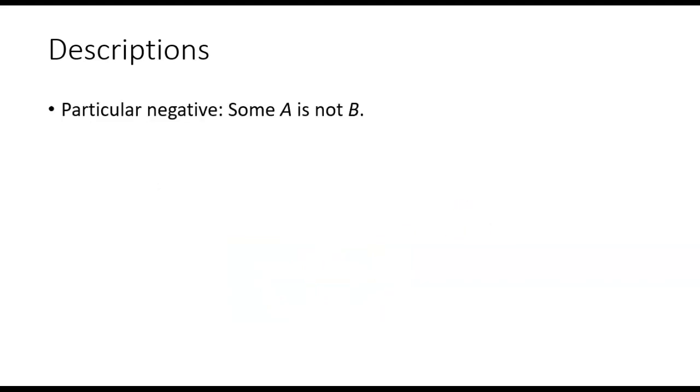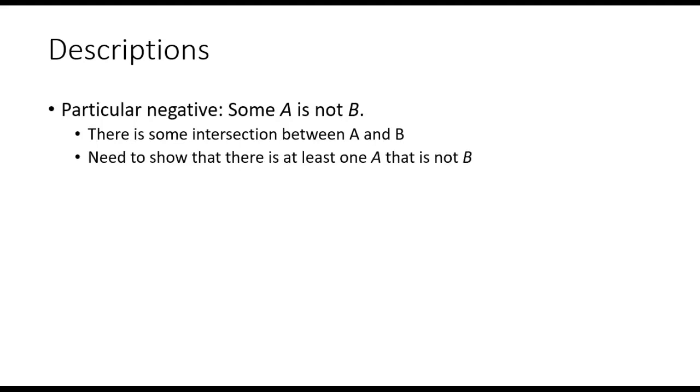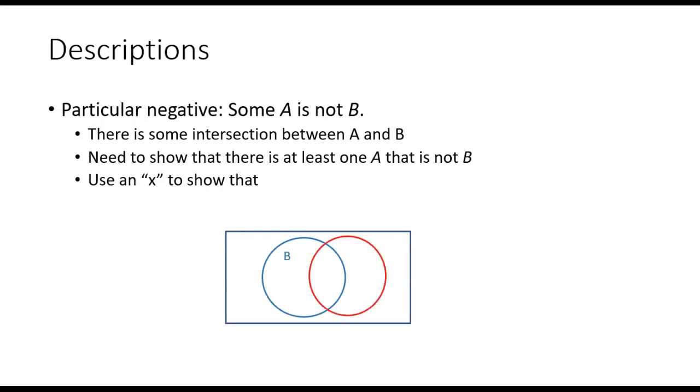Particular negative is where some A is not B. It looks very similar to the particular affirmative, where there is some intersection. You just show that there is at least one thing in A that's not sitting in B, and you can use X to show that. So there's your B, there's your A, the intersecting, and your X is not in the middle here, but it's over here not sitting in set B.